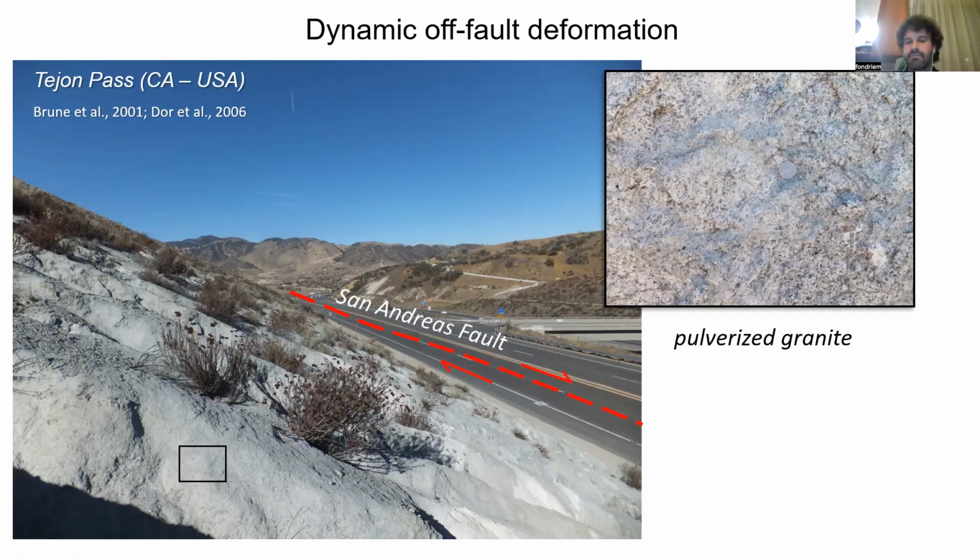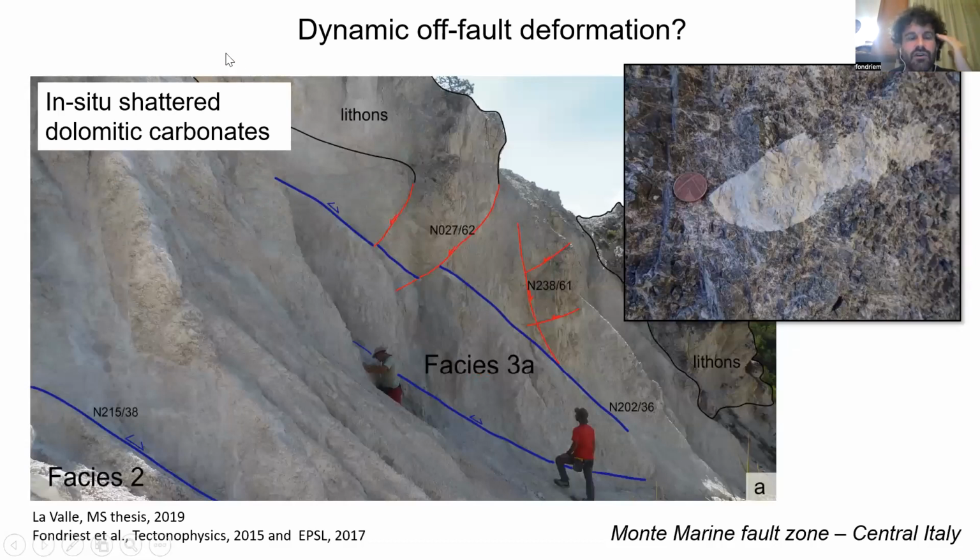And this happens up to hundreds of meters away from the master fault plane, and is thought to happen during multiple rupture propagations along these plate boundary faults. In the case of the San Andreas, people say probably during supershear rupture, which can dynamically load rocks at high strain rates at these large distances. But in fact, if you go in the Apennines, even in dolomitic fault zones like these, again, this is the Monte Marina that I showed you many times during this presentation, you can find outcrops with hundreds of meters of thickness, again, of dolomite, which is completely shattered.